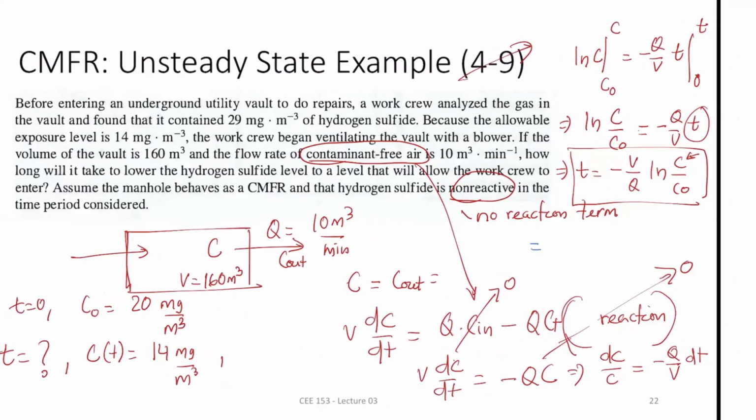Dr. Mohanty? Yes. Isn't the initial C 29 milligrams per meter cubed, not 20? Oh, yes. I am not surprised that I have so many typos now. Yes, it was C0 is 29. It's written here. I had that 20 written. I don't know why.